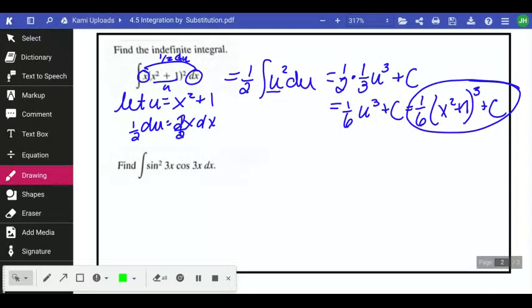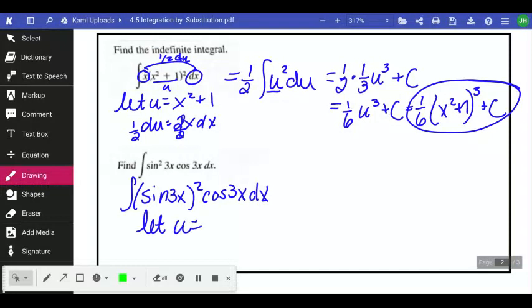Okay, next one looks super complicated, but I think it's important to recognize that this is the same thing as this. Okay, those are identical. That squared on sine squared 3x also means sine 3x all squared. So if we are doing this for the opposite chain rule, we're going to let u equal what is the most inner part of this antiderivative? Sine 3x, good.